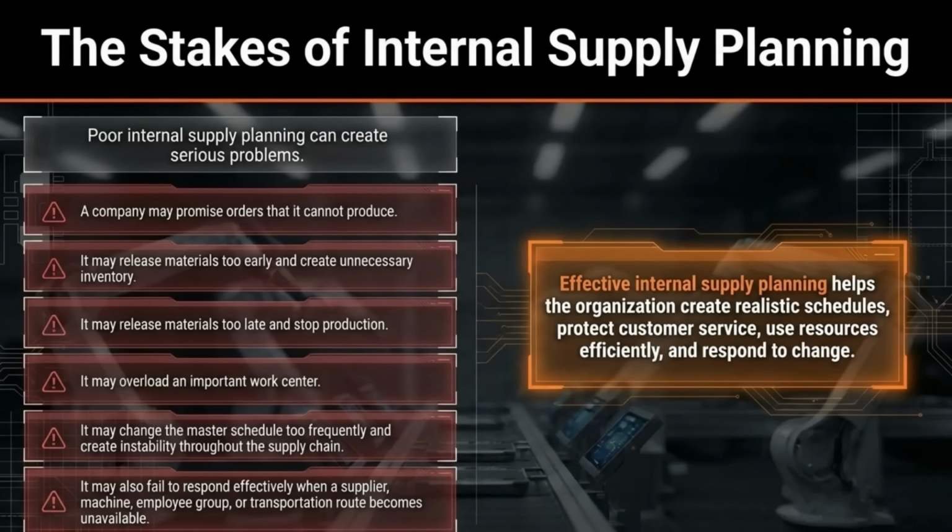Poor internal supply planning can create serious problems. A company may promise orders that it cannot produce. It may release materials too early and create unnecessary inventory. It may release materials too late and stop production. It may overload an important work center. It may change the master schedule too frequently and create instability throughout the supply chain. It may also fail to respond effectively when a supplier, machine, employee group, or transportation route becomes unavailable.